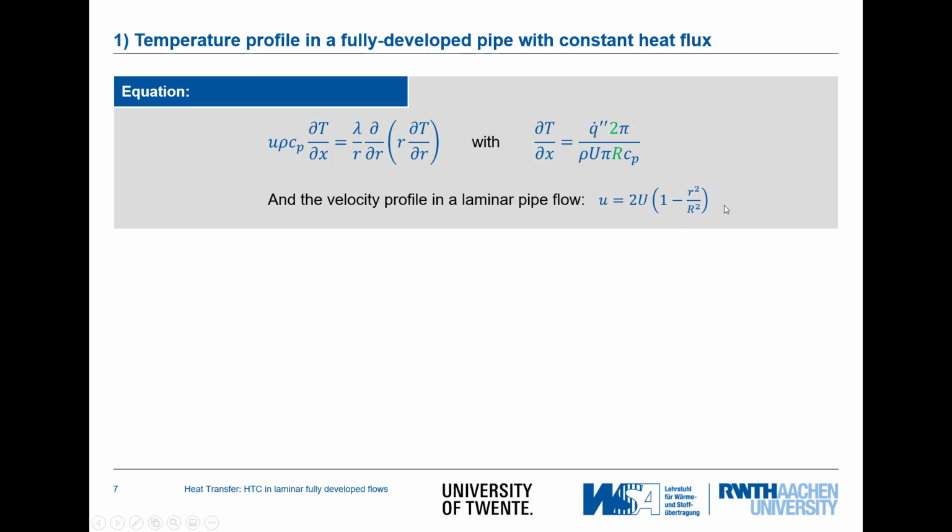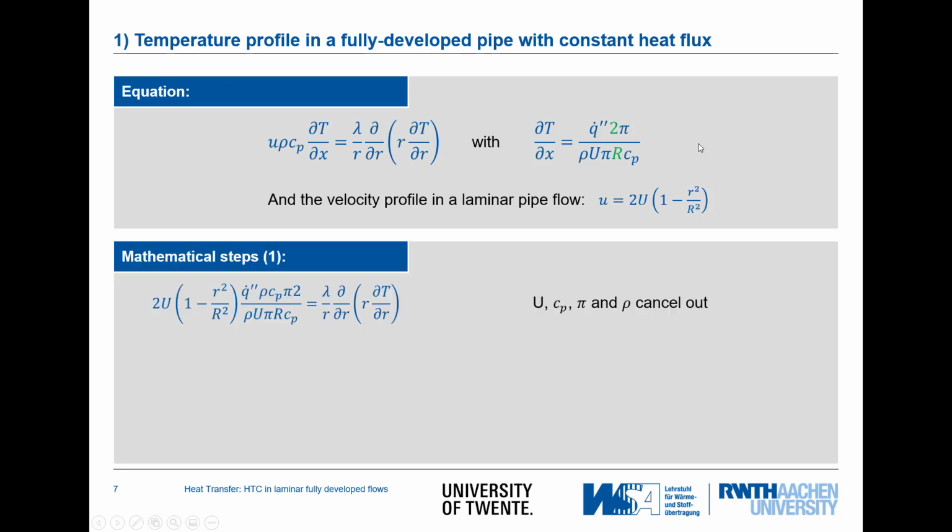This is from the fluid dynamics lecture, so the velocity is equal to 2 times the mean velocity times 1 minus r squared divided by R squared. Large R here is the radius, and the other one is the coordinate. And the coordinate system, of course, starts at r equal to 0 in the center of the pipe.